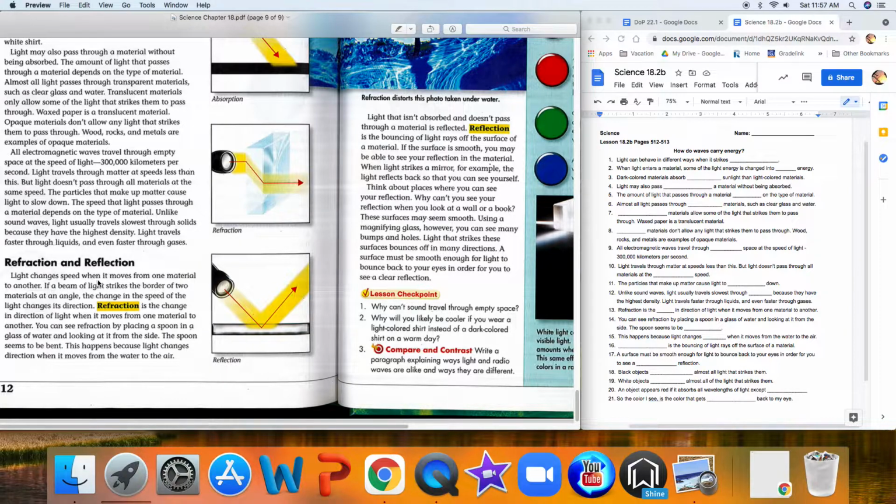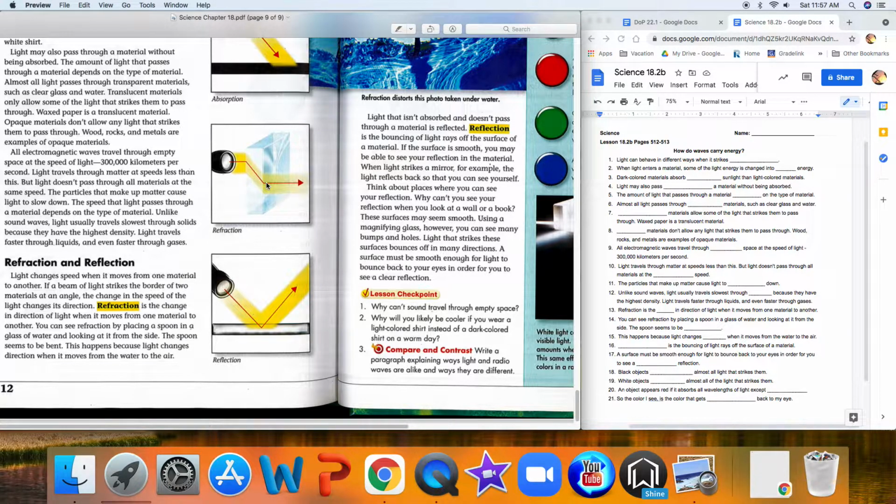Light changes speed when it moves through one material to another. If a beam of light strikes the border of two materials at an angle, the change in the speed of light changes its direction. This is called refraction. Refraction is the change in direction of light when it moves from one material to another. So they have this passing through and how it kind of bends it.